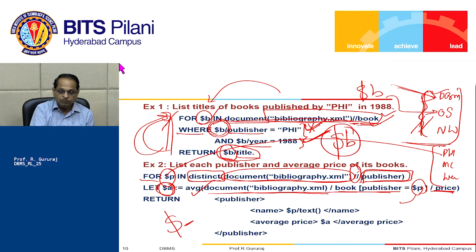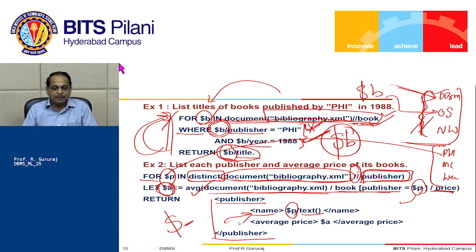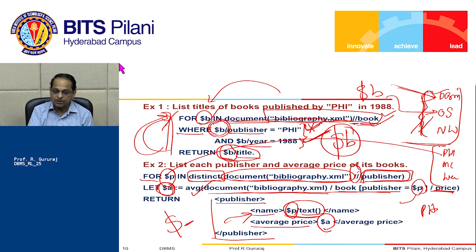Now in the return clause, I am specifying the publisher tag and name, $p text, that is the publisher's name, only the text. In the return clause, I can specify my own tags, how to format the result for display purposes. The first statement says that for the name, I will pick up the text content of $p. In the first iteration, for PHI, I will pick up $p, that is the publisher, and the average price is $a. $a contains what? For PHI, the average. That I am printing here.